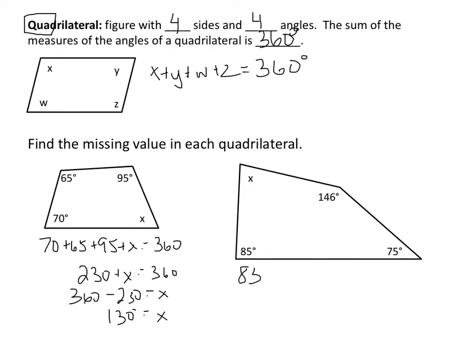So we have 85 plus 146 plus 75 plus x equals 360. So once again, I'm going to combine my angle measures. 146 plus 85 plus 75 gives us 306 plus x equals 360. So I'm going to do the 360 minus 306, and I get x equals 54 degrees.